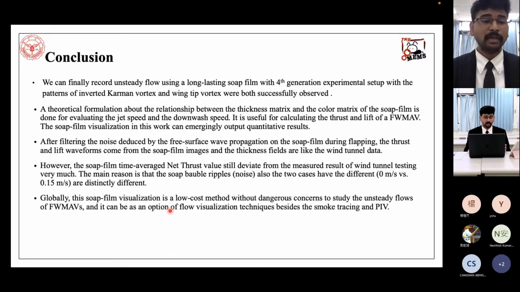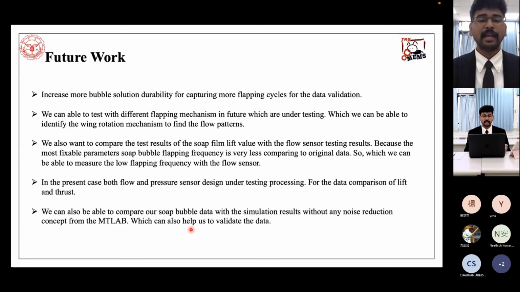Globally, soap film visualization is a very low cost method without any dangerous consumables to study the unsteady flow of my MAVs, and it can also be an option among flow visualization techniques besides smoke tracking and PIV. In my future work, we are going to increase my soap bubble solution durability because we want to capture more cycles to do more data validation.